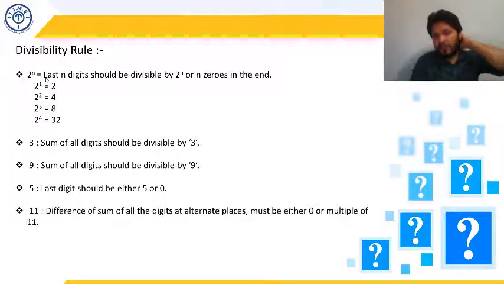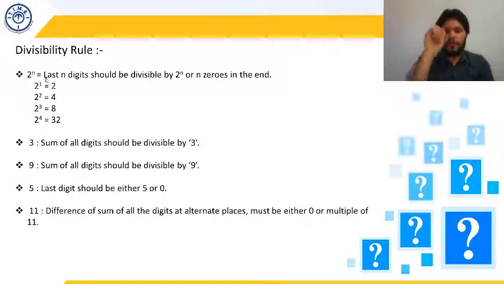Next, 11. What is the divisibility rule of 11? Yes, most of you know the answer. The difference of the sum of the digits at alternate places must be either 0 or a multiple of 11, or even and odd places should be either 0 or a multiple of 11. For example, let's take the example as 1331. Is 1331 divisible by 11 or not?